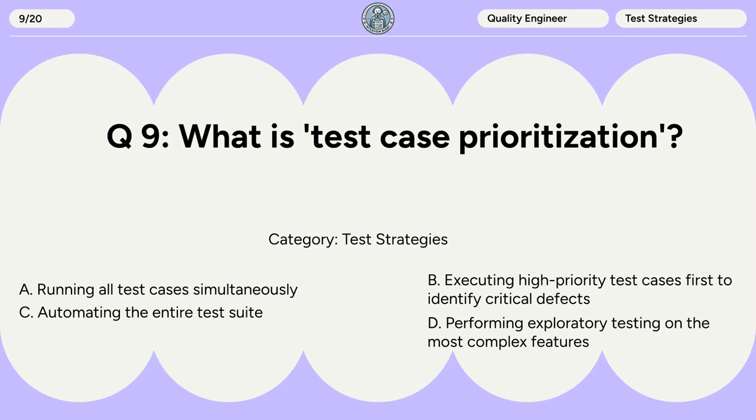Question 9. What is test case prioritization? A. Running all test cases simultaneously. B. Executing high-priority test cases first to identify critical defects. C. Automating the entire test suite. D. Performing exploratory testing on the most complex features.